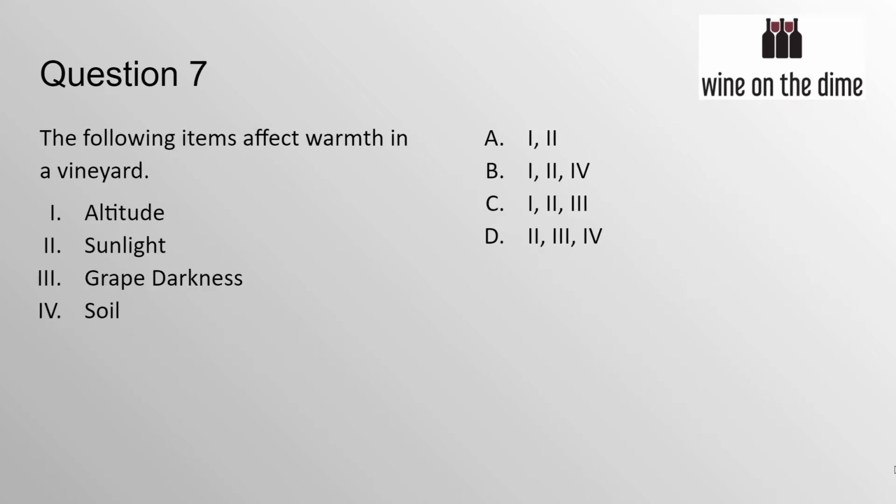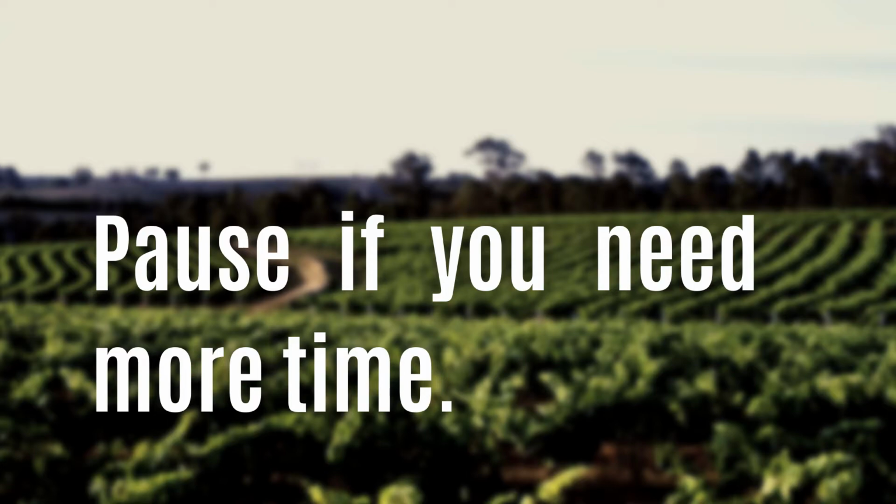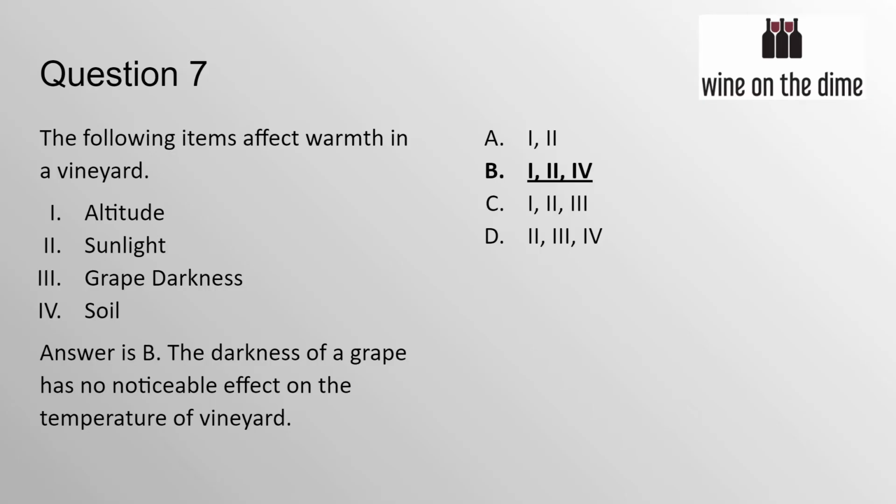Question number 7. The following items affect warmth in a vineyard: 1. altitude, 2. sunlight, 3. grape darkness, 4. soil. The answer choices are A. 1 and 2, B. 1, 2, 4, C. 1, 2, 3, D. 2, 3, 4. The answer is B. The darkness of the grape has no noticeable effect on the temperature of the vineyard.